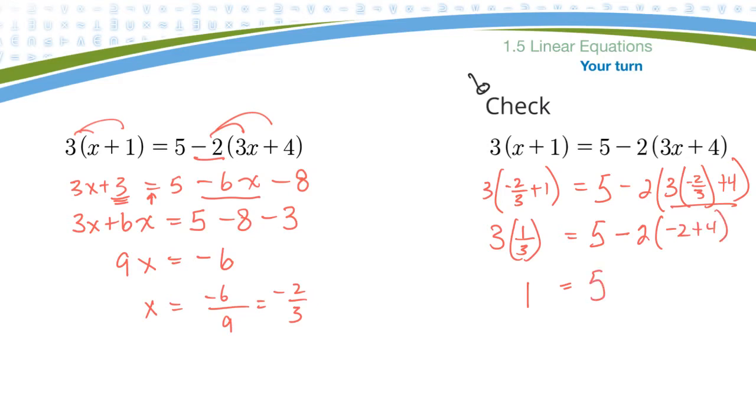-2 plus 4 is 2. So it'd be -2 times 2. And 2 times 2 is 4, so it'd be -4. 5 take away 4 is 1.